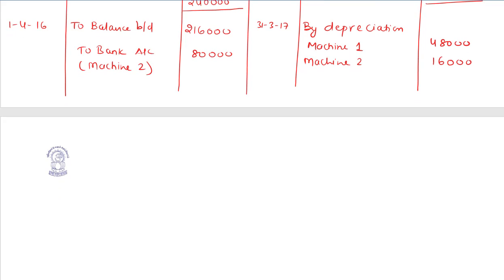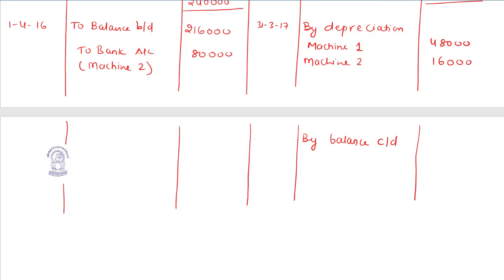Now we need to calculate the closing balances. For the calculation of closing balances, we'll stretch these lines a bit and write over here by balance carried down. The date would be the same, 31st of March 2017. So 2,16,000 minus 48,000 is 1,68,000. This is of machine 1.